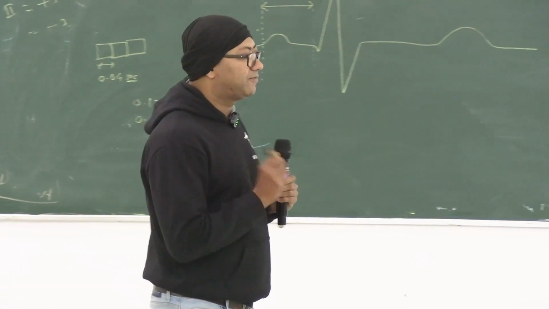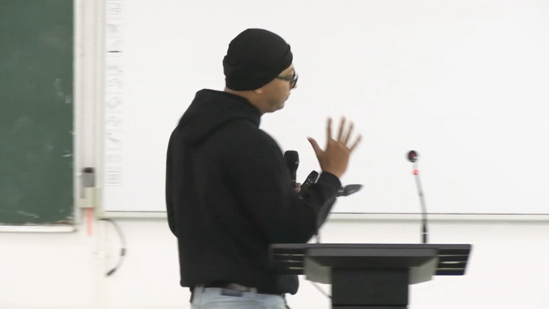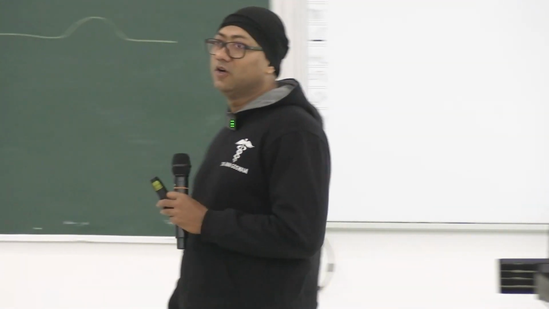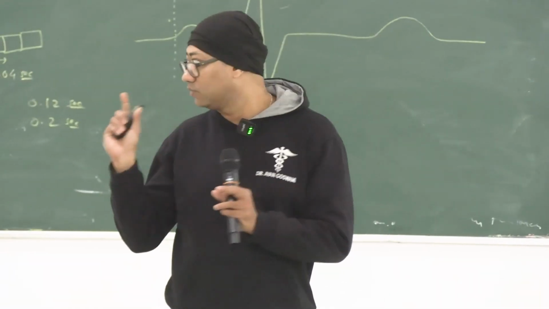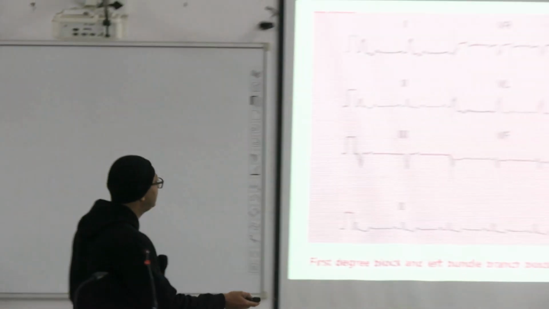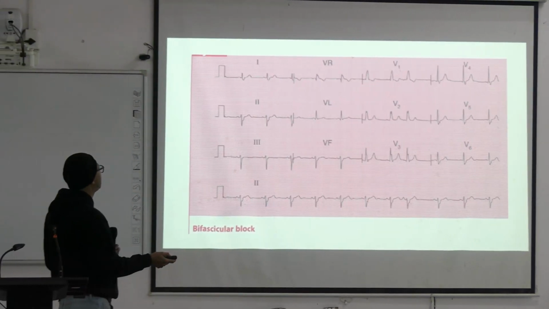So what have we covered? We have covered normal ECG. We have covered heart rate determination from an ECG, the 1500 method, not covered, okay. So how to determine heart rate from an ECG? It will take hardly 1 to 2 minutes. Determination of heart rate from an ECG.